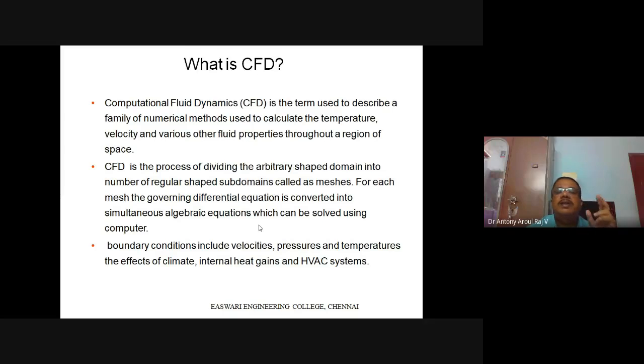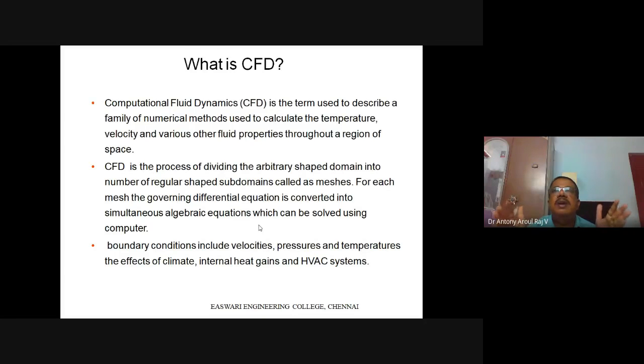So the main point to remember is that the fluid is the domain. In CFD, the fluid is the domain. So we will be dividing the fluid into a number of regular shaped subdomains, the mesh. That mesh is also fluid. So for each mesh, I am having fluid flow equations. These fluid flow equations we are calling the physics of the problem.